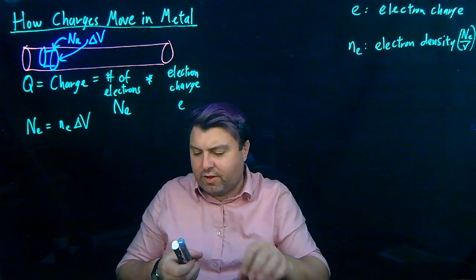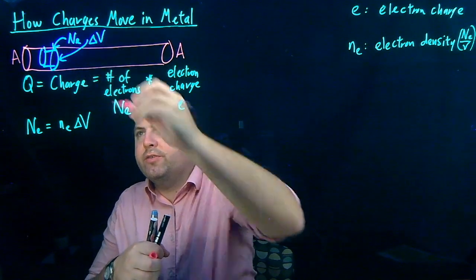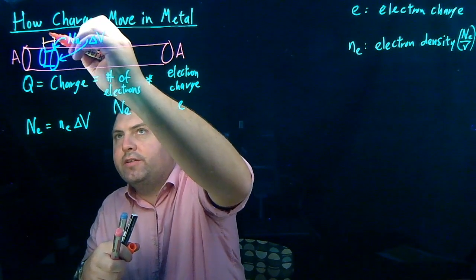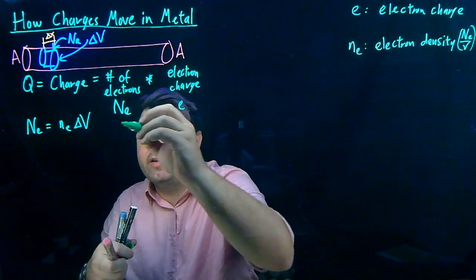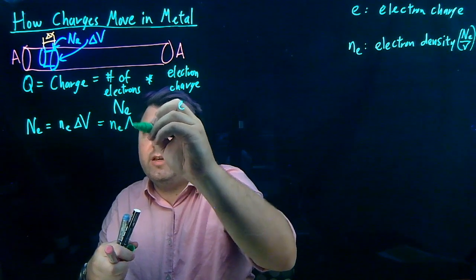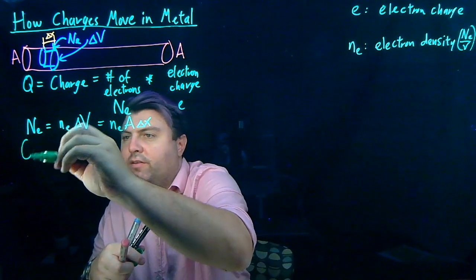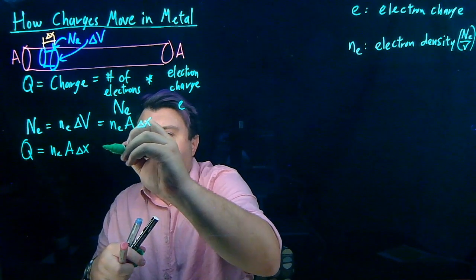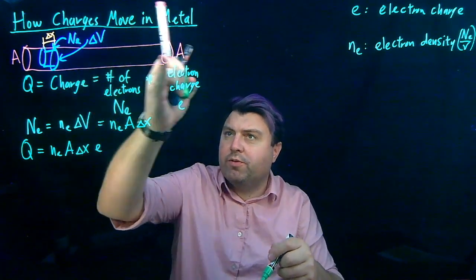But looking at this volume, we can notice that our wire has an area A on each side, so it should have area A there, and then we just have some slight differential length, delta X. So actually our number of electrons we can also write as the area times delta X, that would be the volume. So then we'd have N sub E A delta X. So our charge Q is going to be the number of electrons, N sub E A delta X, times the charge of my electron. So that's the amount of charge moving through any given point.